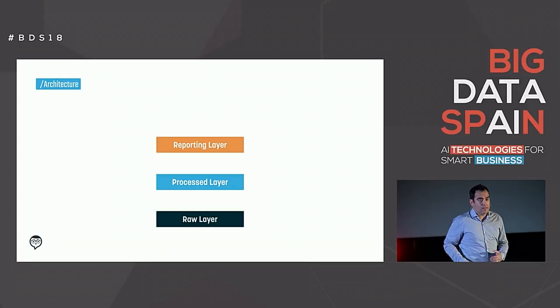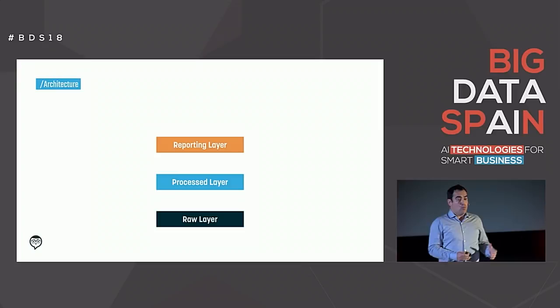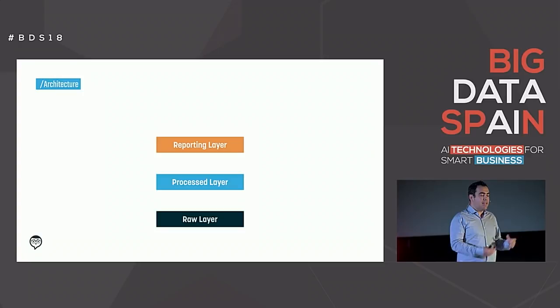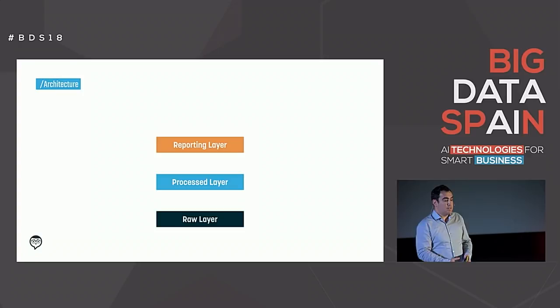OK, here's the point. When I go to a source system, I will bring everything in, not just the attributes that I need, but everything that I can get out of the system. The thing is that I will only move to the process layer what I'm going to use. And then I move to the reporting layer what is actually the reports and the need for the business area.